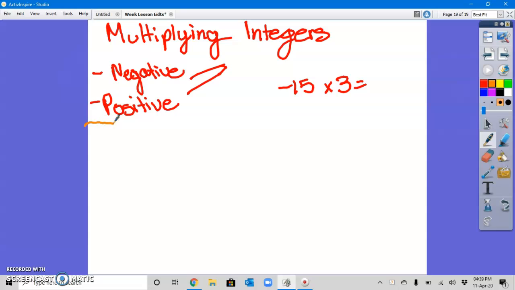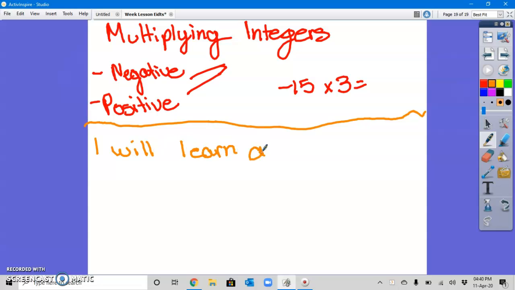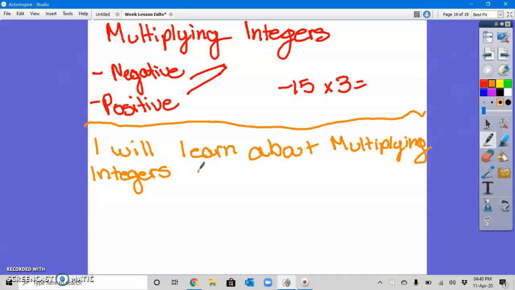So, today's objective is going to be, I will learn about multiplying integers and how to solve them.